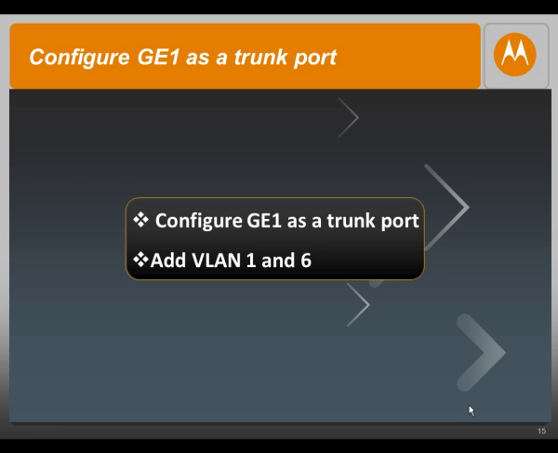Since we are going to be using an extended VLAN, this VLAN is going to reside only at the controller and not at the AP. Hence, we will have to log into the controller, choose GE1, and make it a trunk port with VLAN 1 and 6.